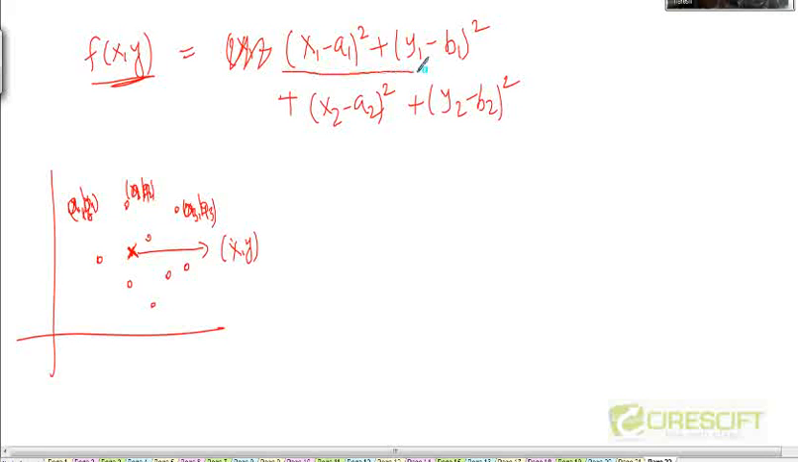Okay, this is the sum of the squares of the distance between (x, y), this point, and (a1, b1). This is the square of the length of this particular line segment. The second term is the square of the length of this particular line segment, and likewise (a3, b3) and so on. So how do you minimize this function?